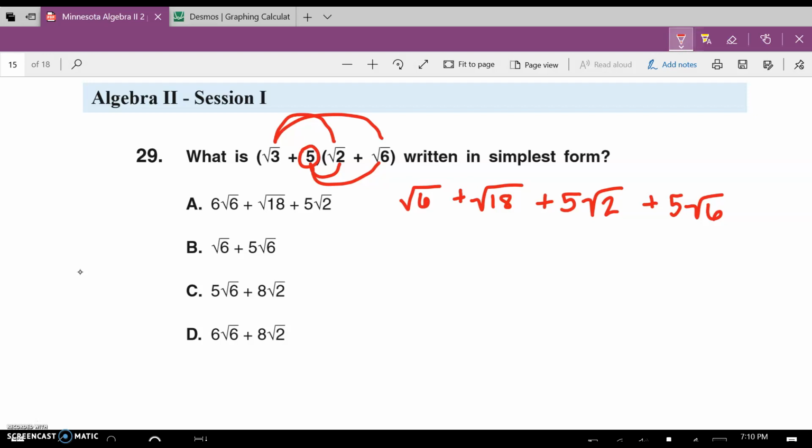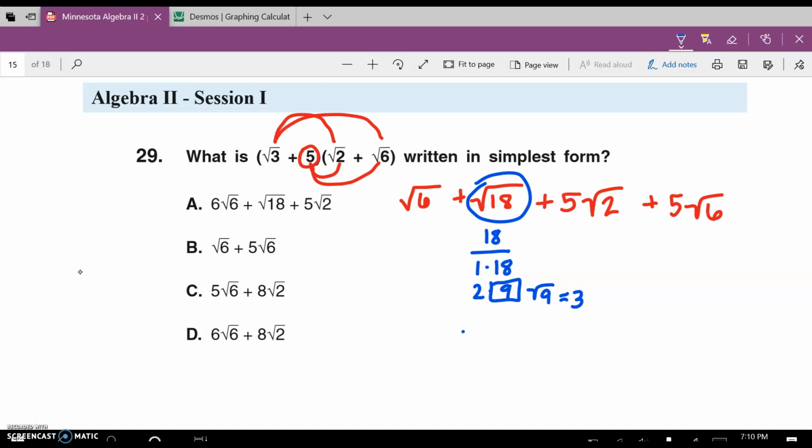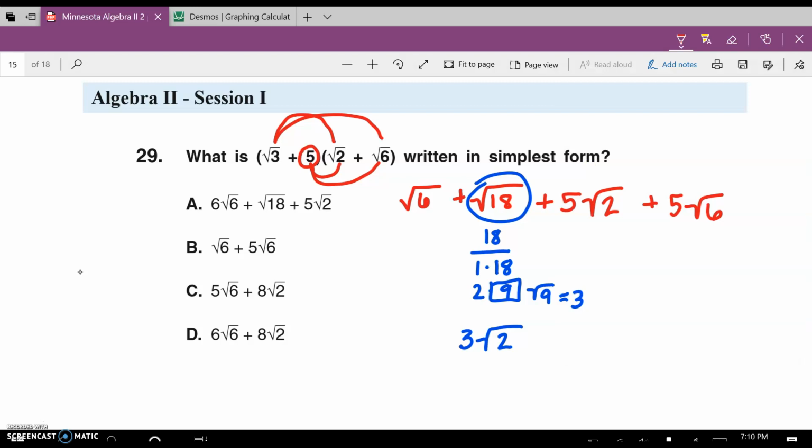Okay? Now, what I can do here is I have the square root of 18. Now, does 18 have any perfect squares in it? Yes, it does. 1 and 18, 2 and 9. 9 is a perfect square. So, the square root of 9 is 3. So, 3 is that magic number that's going to go on the outside. And 2 is the leftover number that's going to stay on the inside. So then, my other 6 doesn't have any perfect squares in it, so it stays. 2 doesn't have any perfect squares in it, so it stays. And again, 6 doesn't have any, so it stays.